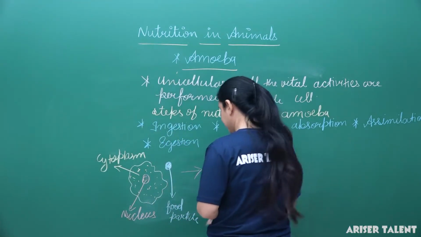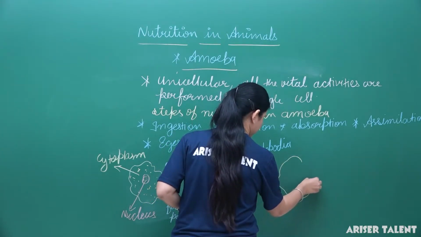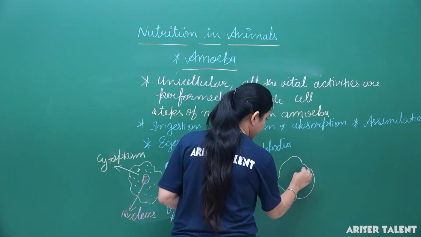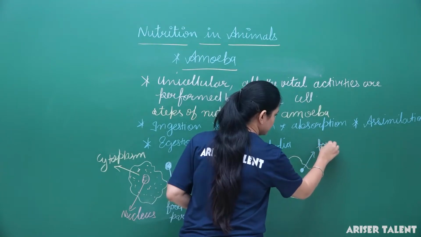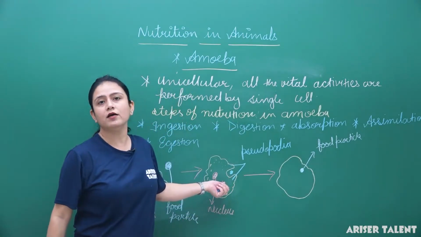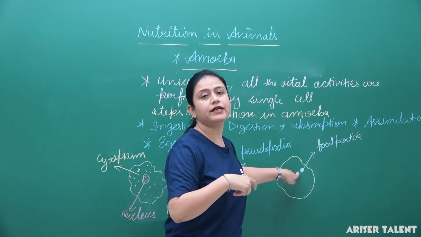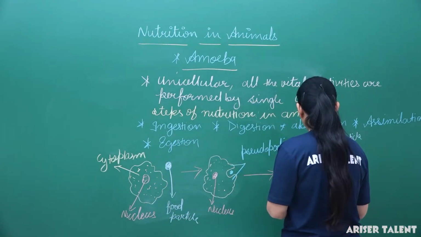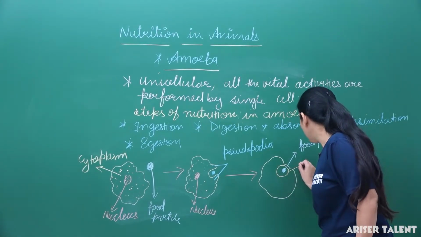Okay, so here let me draw. Next, it intakes the food particle. Here we can draw the food particle inside the body. This is the food particle. As I showed you here, the amoeba is forming pseudopodia around the food particle. Now once this food particle enters inside the body, it forms the food vacuole. So here we can form a food vacuole around the food particle. Clear? It is the food vacuole.